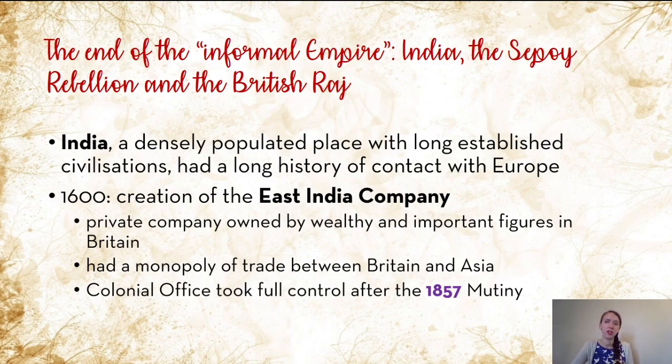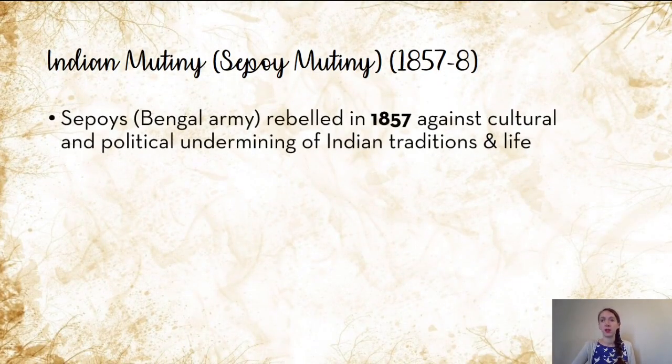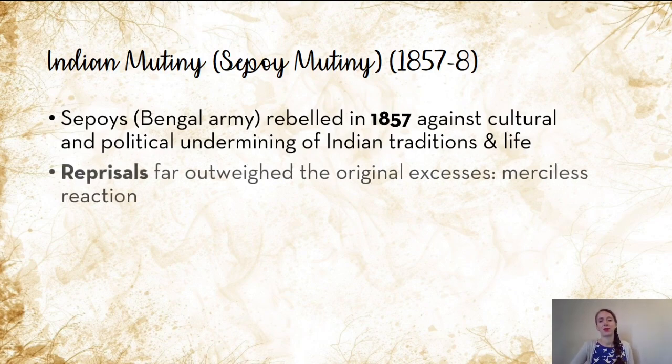However, there was a mutiny in 1857 which led the British government to take over control from the East India Company. This was a rebellion that occurred in 1857 and that was prompted by an undermining of cultural and political traditions in India, with something that had to do with rifles. If you're curious, you can look up the link that I shared with you on Moodle.